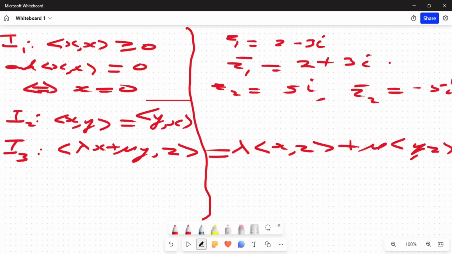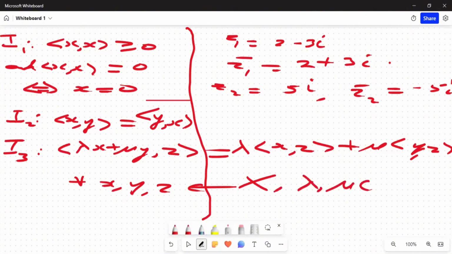All of this, I1, I2, and I3, will happen for all x, y, z in X. I'm sure you remember X is our linear space. Lambda and mu are from C, complex constants. Okay, so that's the definition of an inner product.